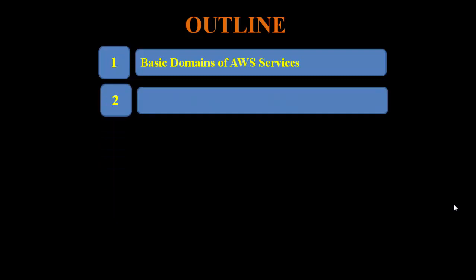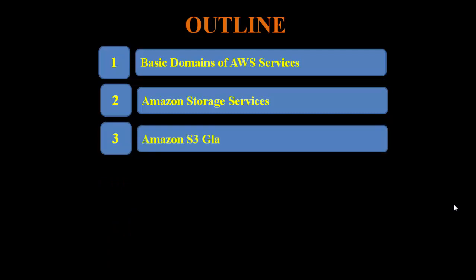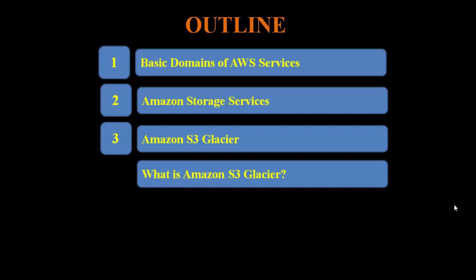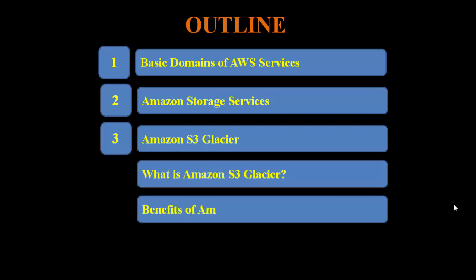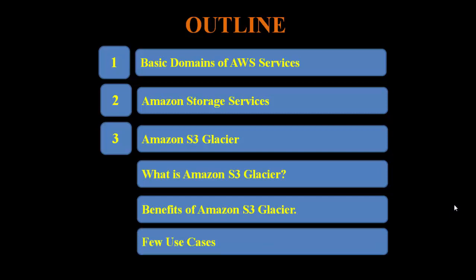In today's video, first we'll discuss the domains of AWS services. Then we'll discuss Amazon storage services. There are a number of domains in AWS services. Among them we'll discuss storage services in detail. Inside the storage services there are a number of services available and we are going to discuss in depth Amazon S3 Glacier. In Amazon S3 Glacier we'll be talking about what Amazon S3 Glacier is, then the benefits of Amazon S3 Glacier, then a few use cases of S3 Glacier.